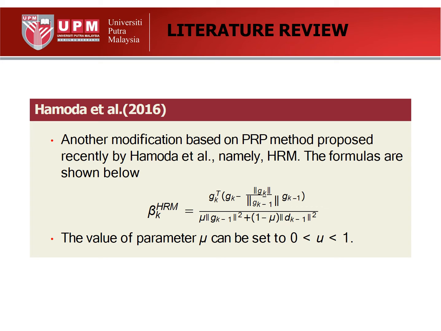After that, in 2016, another modification based on the PRP method was proposed recently by Hamoda et al., named HRM. The formula is shown below, and the value of the parameter mu can be set in the range 0 to 1.